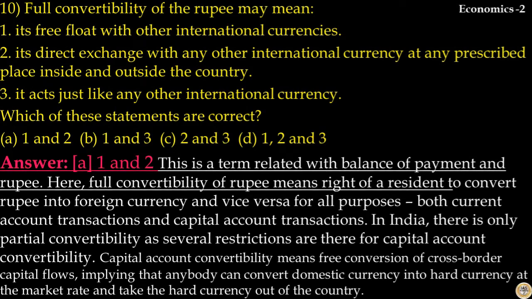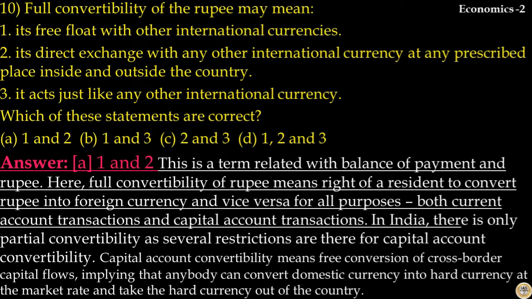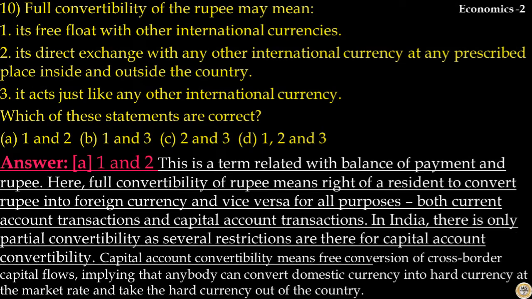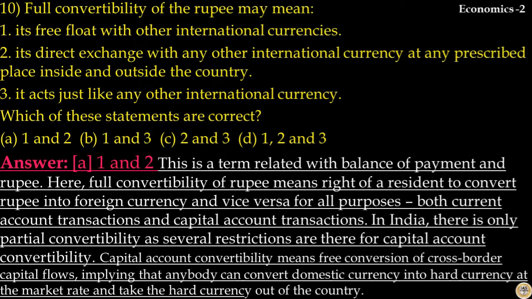This is a term related to balance of payments and the rupee. Here full convertibility of the rupee means the right of a resident to convert rupee into foreign currency and vice versa for all purposes, that is both current account transactions and capital account transactions. In India, there is only partial convertibility as several restrictions are there for capital account convertibility. Capital account convertibility means free conversion of cross-border capital flows, implying that anybody can convert domestic currency into hard currency at the market rate and take the hard currency out of the country. So here the answer to this question is option A, 1 and 2.